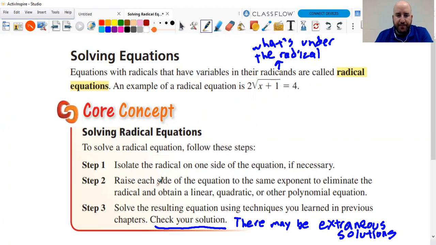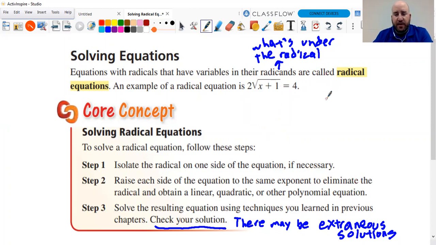After we do that, we can raise each side of the equation to the same exponent to eliminate the radical and obtain a linear, quadratic, or other polynomial equation. So raise each side of the equation to the same exponent. So, okay, I've got to put an exponent on both sides of the equation. Well, how do I know which exponent? Whatever one eliminates the radical.